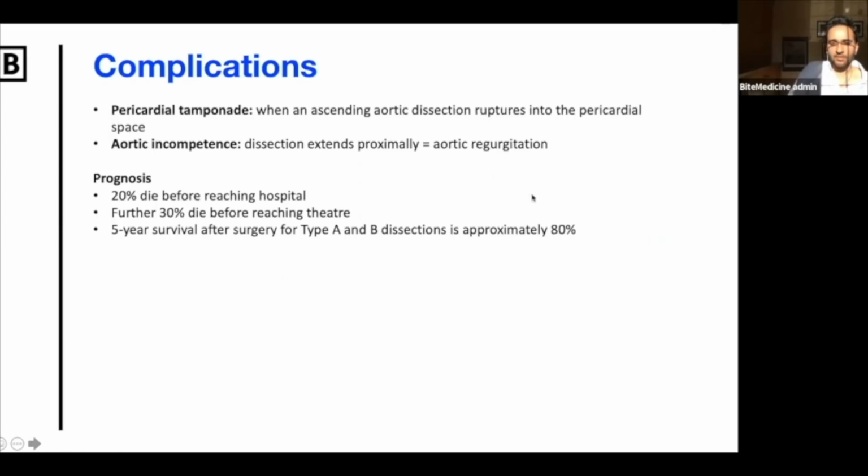Because what actually happens is if you can keep them alive to the time they get to theatre, there's a pretty good 5-year survival, around 80% for both types of dissection. So you want to cross-match, you want to give them fluid, you want to try and optimize them and get them to theatre as soon as you can. Good.